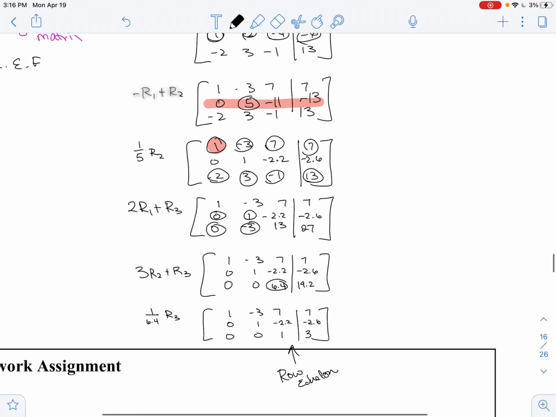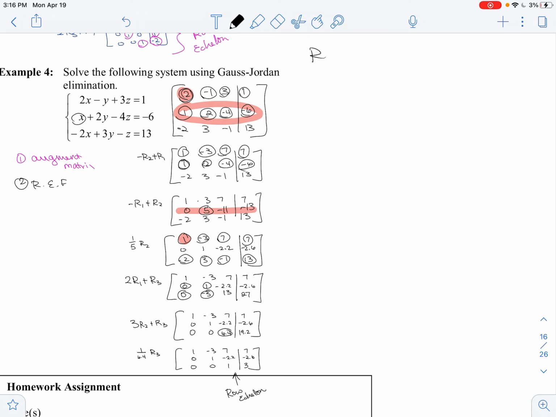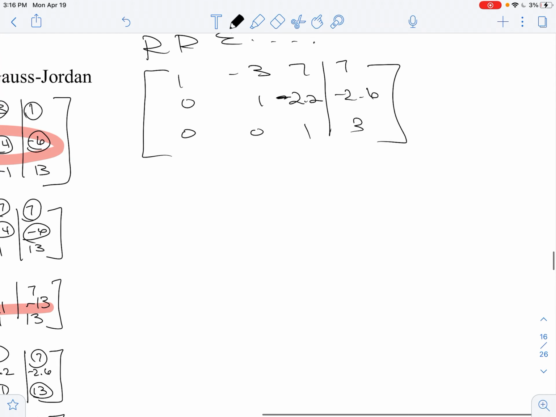But remember, we wanted to make this reduced row echelon form. So in order to make this reduced row echelon form, we're going to keep going. So I'm going to rewrite what we left off with and keep going from there. Now, in order to get it reduced row echelon form, I want this, this, and this to be a 0. So here we go. Let's do it.